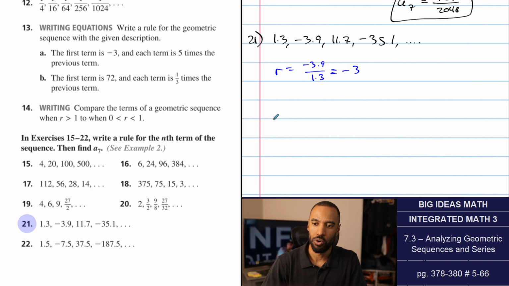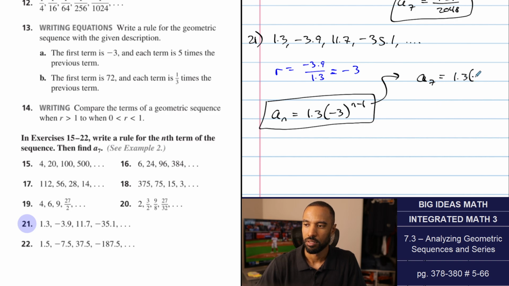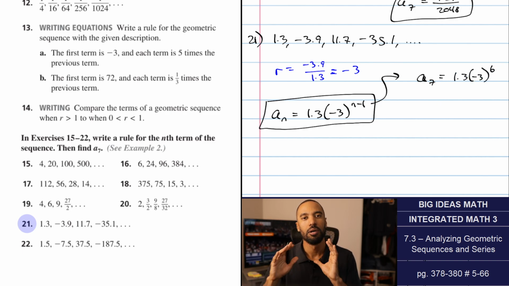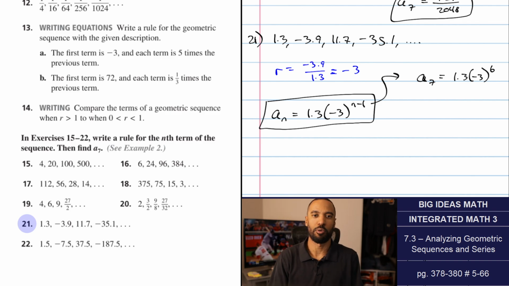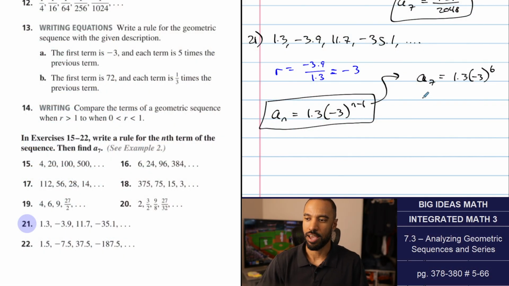So your rule is 1.3 times -3, use them parentheses, to the n minus 1 power. And our 7th term will be 1.3 times -3 to the 6th power. Please use parentheses around this when you do that negative portion, because you don't want to raise a negative number to an even power and get a negative answer. This should be a positive answer, being the 7th term. We'll talk about confirming that. So positive 947.7, and the decimal is fine.